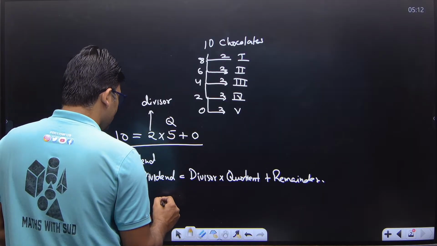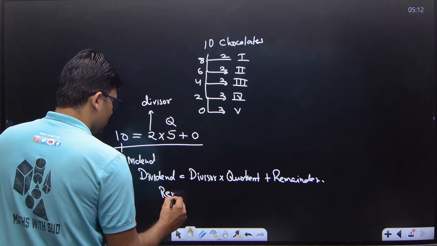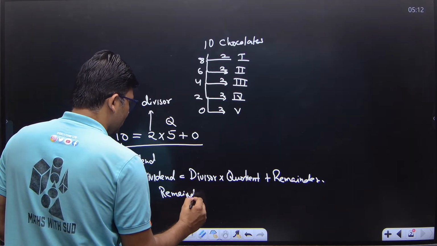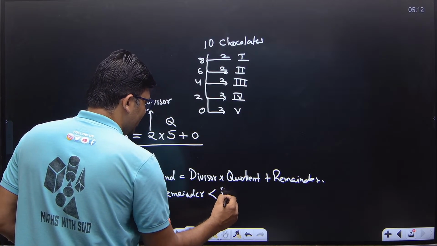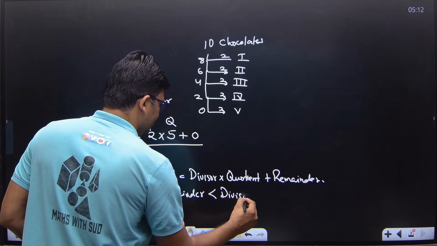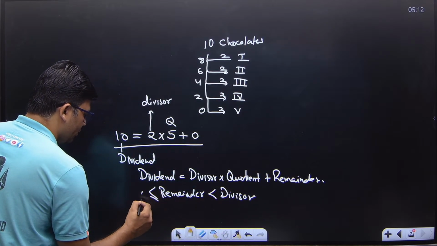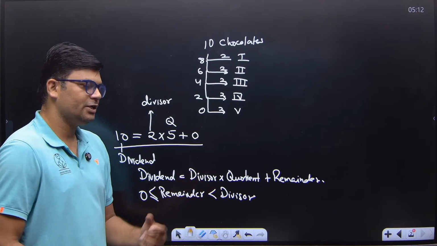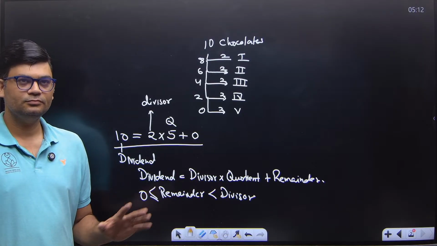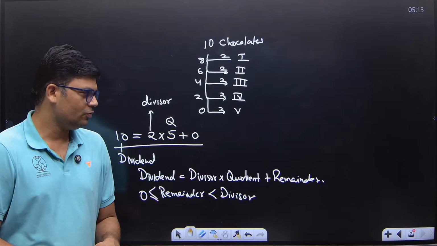So there is a rule as well. Remainder is always less than divisor, but greater than or equal to 0. So remainder lies between 0 and the divisor. Okay. This is a division rule.